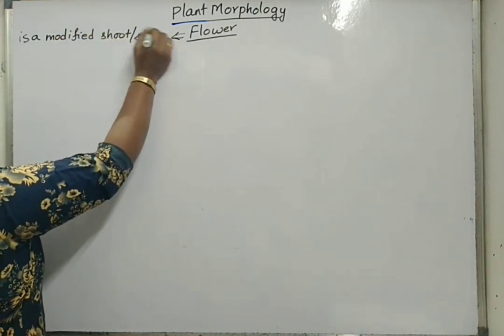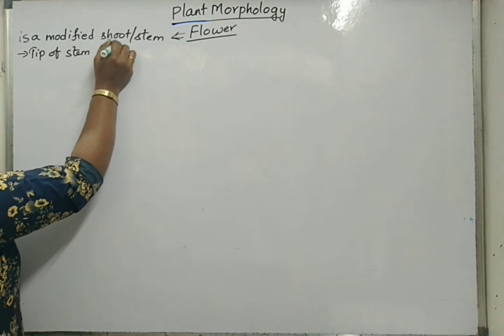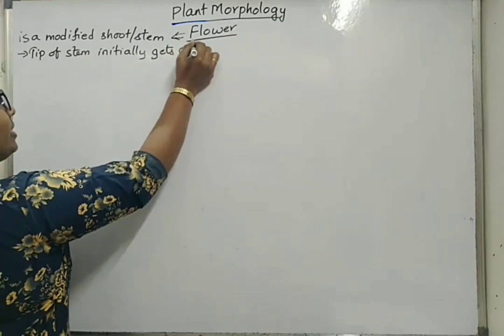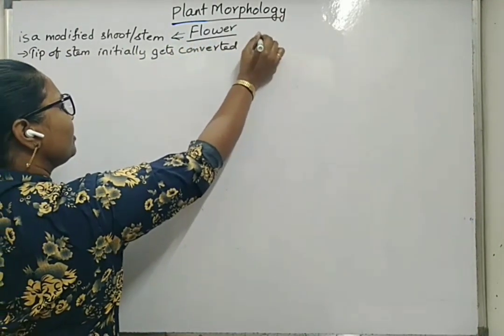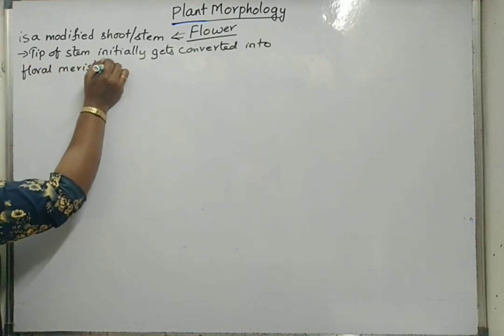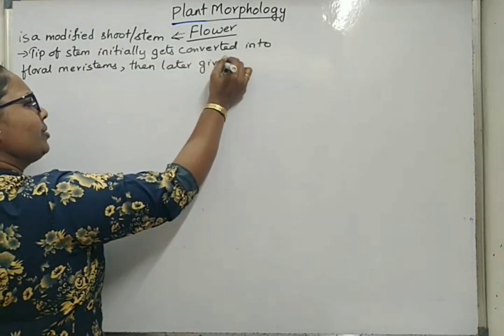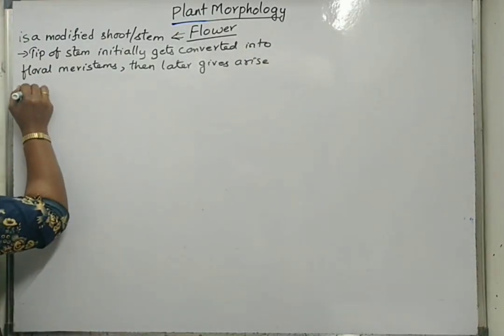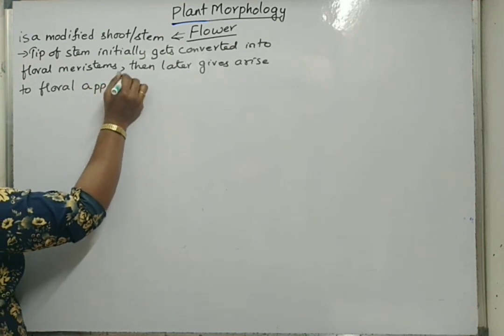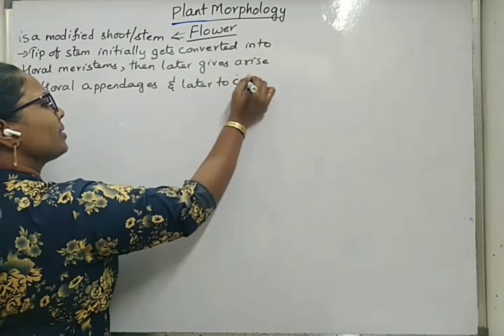or stem. The tip of the stem initially gets converted or modified into floral meristems. Then later it gives rise to floral appendages or floral parts, and later to a flower, a complete flower.